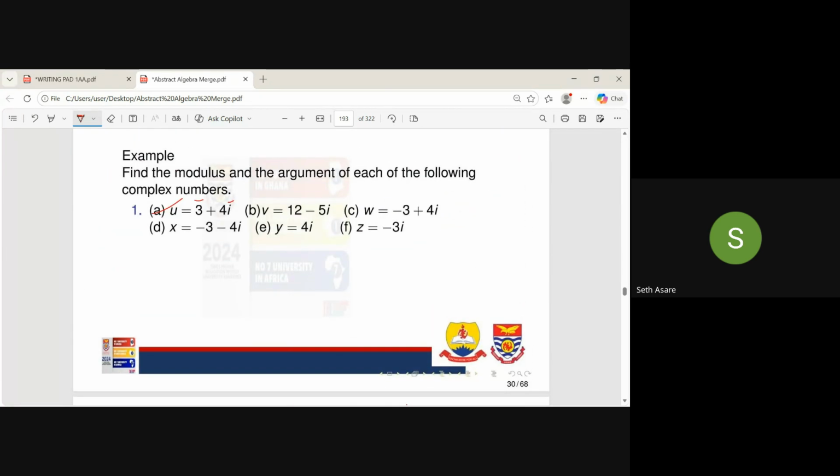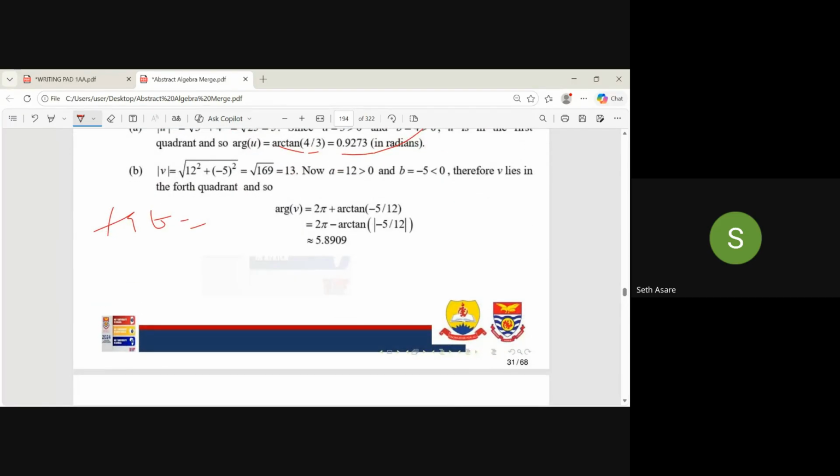Now we have 12 and minus 5. So 12 is here, minus 5 is here, which tells us that the point lies somewhere here. And what quadrant is it lying in, please? This is the first, second, third, and fourth. The fourth. Are you okay?